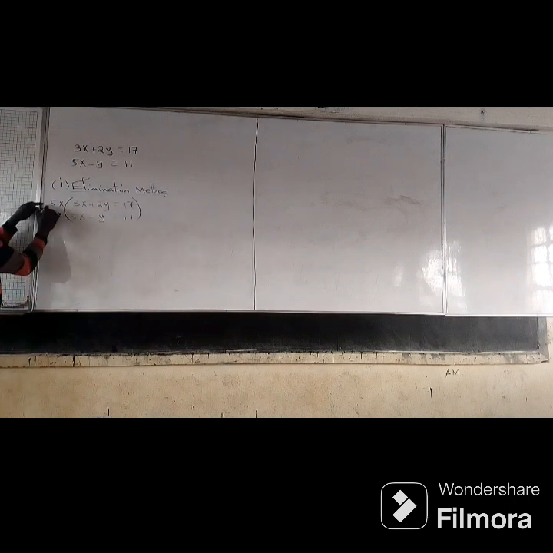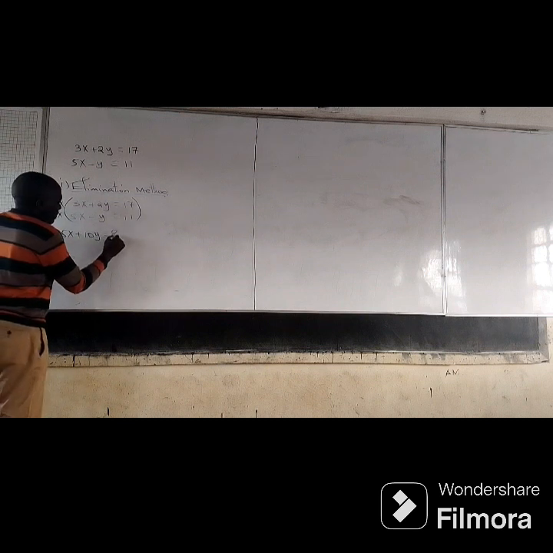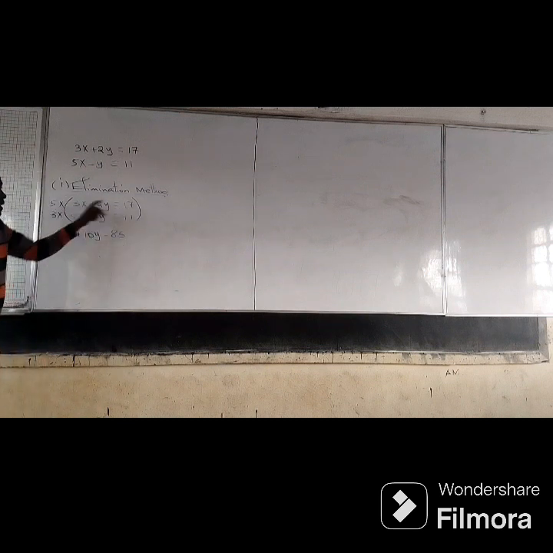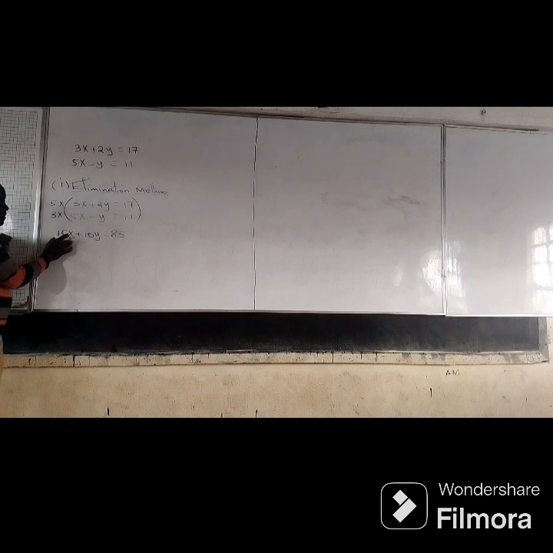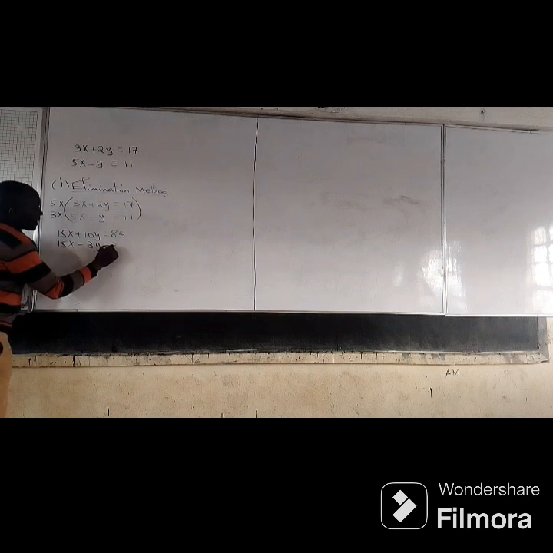By doing so, if we multiply the first equation by 5, we are going to have 15x plus 10y equals 85, because 17 times 5 is 85, and 5 times 2 is 10. So the coefficient of x is 15. Let us also multiply the second equation by 3. So this one will be 15x minus 3y equals 33.